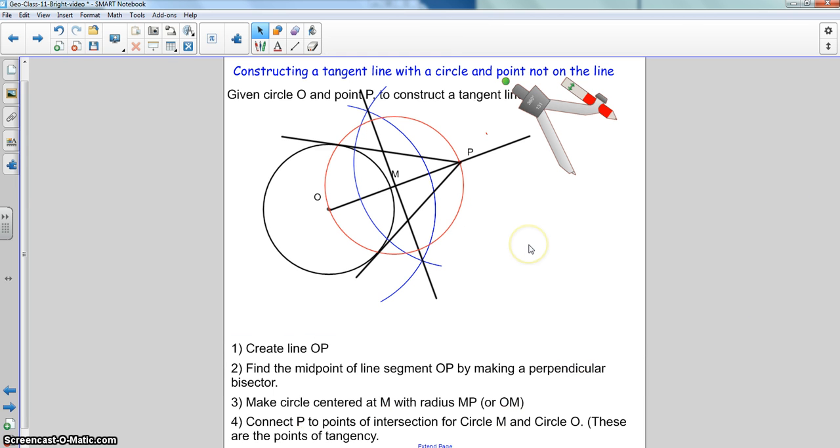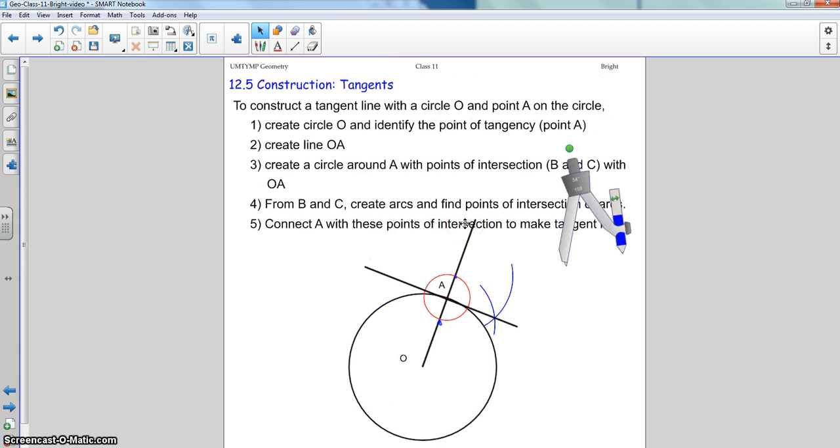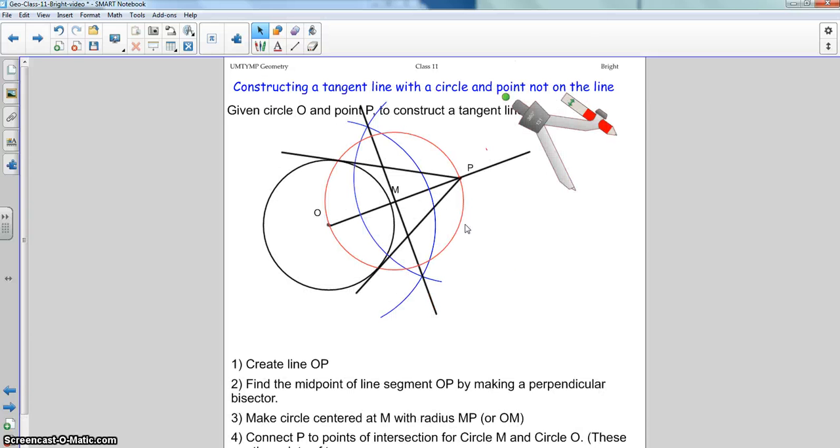Okay, so in this video, we talked about how to construct a tangent line if we knew the point on a circle that it was tangent at, and also if we knew a point that was on the tangent line, but we did not know the point or points at which it was tangent to the circle. Okay?